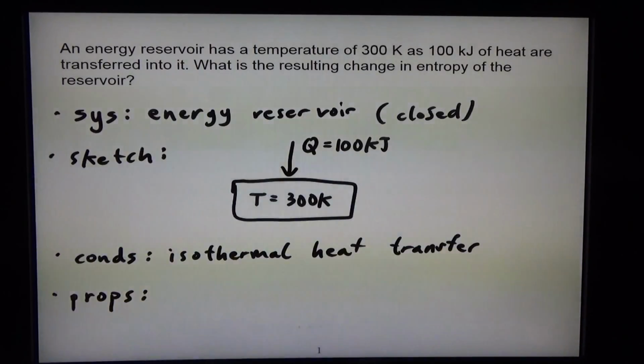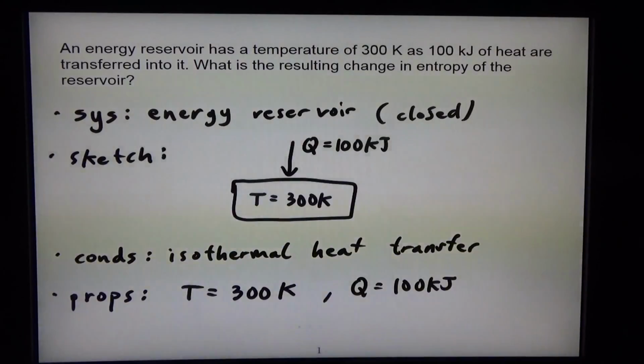For the properties, we have the temperature of the energy reservoir, and we have the heat transfer. And we're actually trying to solve for what is the resulting change in entropy. So our solution, we're going to be looking for change in entropy, that is delta S. So what is the change in entropy of the reservoir? So for change in entropy, there's a couple ways that we can go about trying to find change in entropy. The first way we can try to find change in entropy is to look at the definition of entropy.